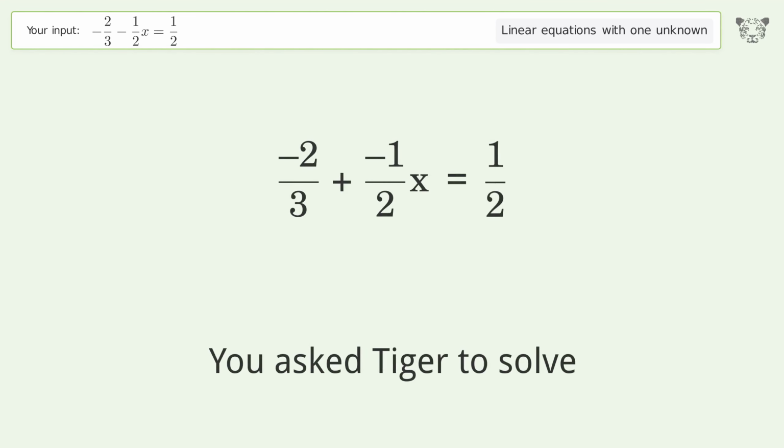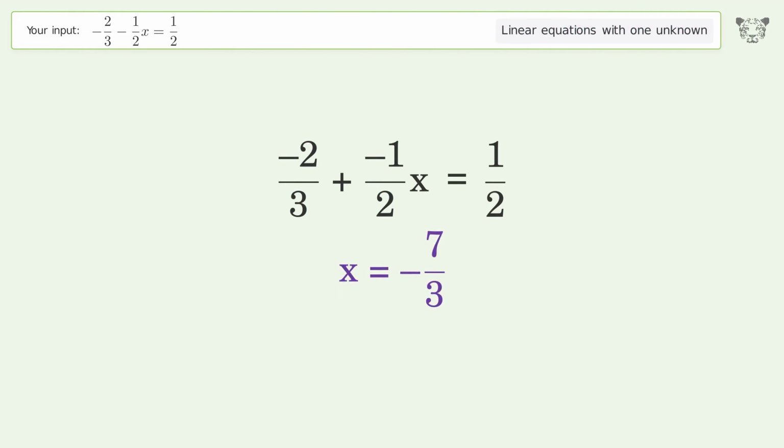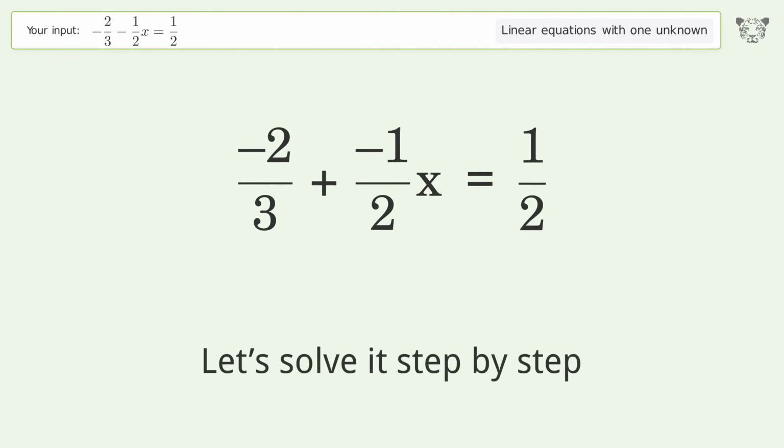You ask Tiger to solve this. This deals with linear equations with one unknown. The final result is x equals -7/3. Let's solve it step by step.